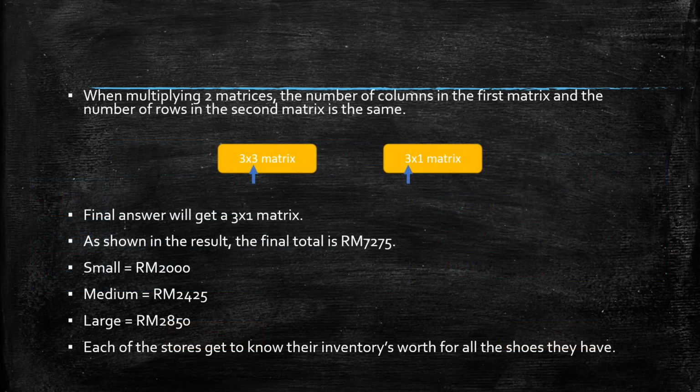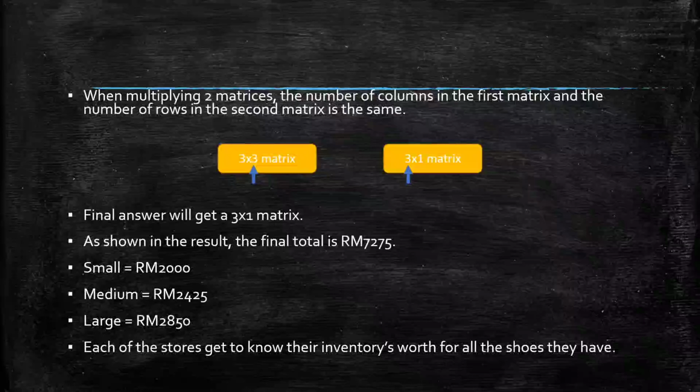One of the requirements in matrix multiplication is that the dimensions are compatible when multiplying two matrices. It means that the number of columns in the first matrix and the number of rows in the second matrix must be the same. The problem can be solved by multiplying the 3 by 3 matrix with the 3 by 1 matrix, because the number of columns in the first matrix is 3 and the number of rows in the second matrix is 3, which is the same. The final answer will be a 3 by 1 matrix.